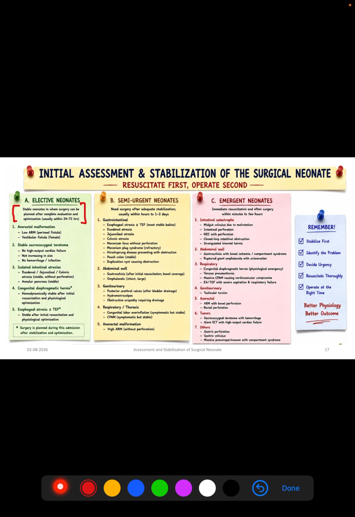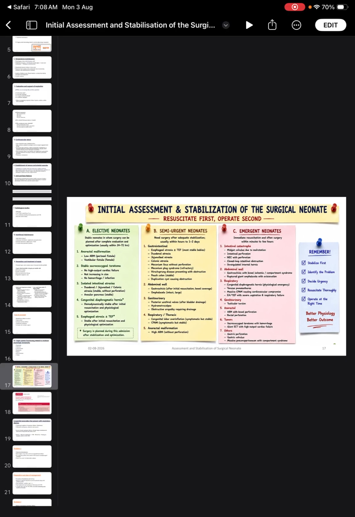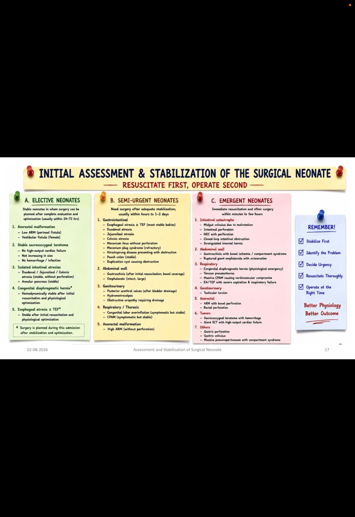हाइड्रोमेट्रोकॉल्पोस है, इनिशियल स्टेबलाइजेशन के बाद आप करते हैं. देन ऑब्स्ट्रक्टिव यूरोपैथी विच कैन बी ऑफ एनी कॉज. रेस्पिरेटरी एंड थोरेसिक प्रॉब्लम्स है, सिम्टोमेटिक है लेकिन स्टेबल है, एनोरेक्टल मालफॉर्मेशंस है. एमरजेंट नियोनेट्स में आता है कोई मिडगट वॉल्वुलस है. दीज आर लाइक एग्जांपल ऑफ इंटेस्टिनल कैटास्ट्रोफ. तो वहाँ पर तो मिडगट वॉल्वुलस है ड्यू टू मैलरोटेशन, इंटेस्टिनल पर्फ है, एनईसी विद पर्फ है, क्लोज लूप इंटेस्टिनल ऑब्स्ट्रक्शन है, स्ट्रैंगुलेटेड इंटरनल हर्नियाज हैं.